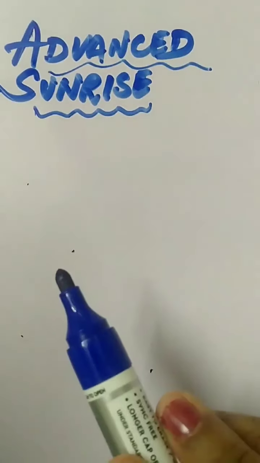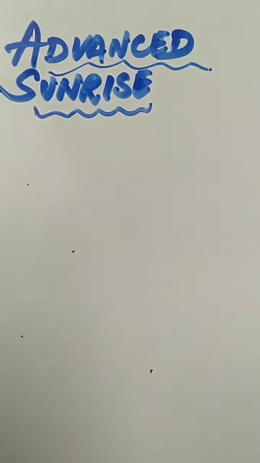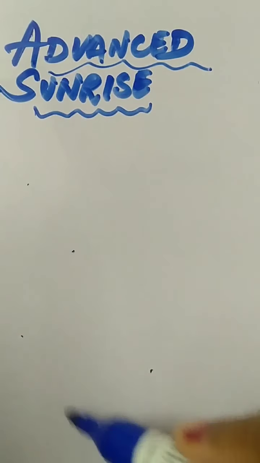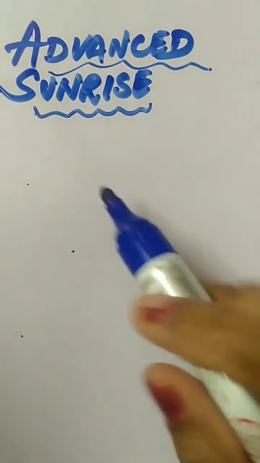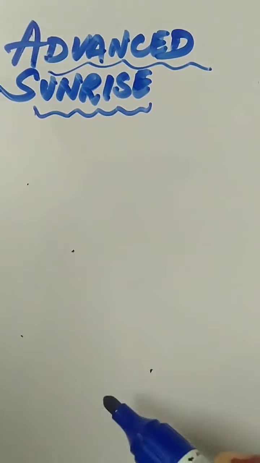It means the sun has not risen, but we can see the sun. Okay, in advance, one day before you wish your friends happy birthday. The sun has not risen till now, but still we can see the sun. That is, we can see the rays of the sun.